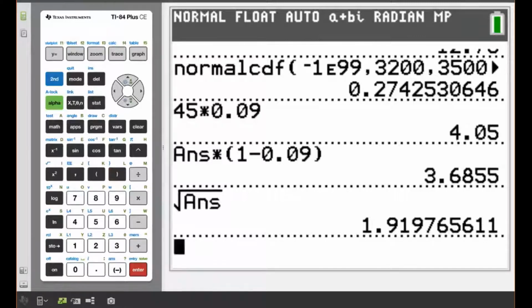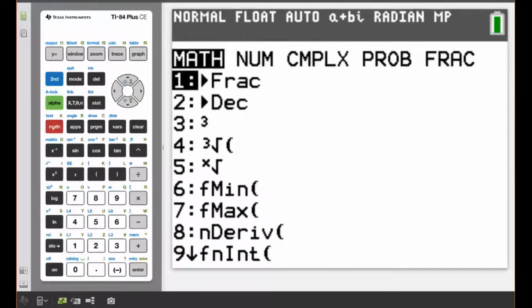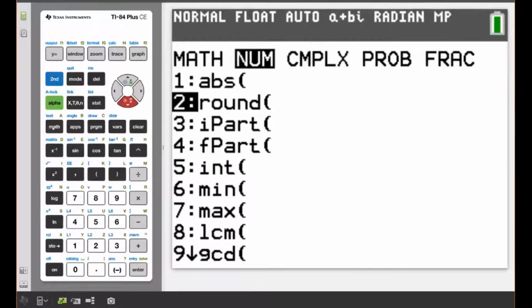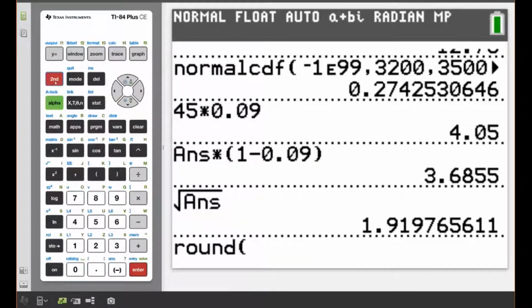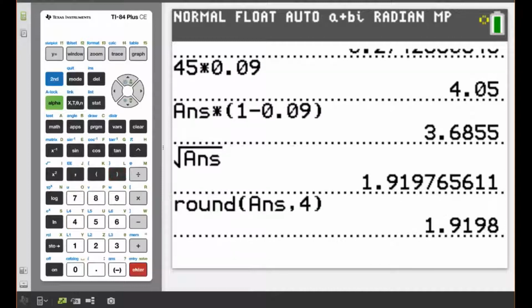A quick, easy way you can round to 4 decimal places: head to the math menu, scroll across to number. If we go to round, again, we're going to take that answer, so second, and then the negative sign gives you that answer, copy down, comma 4 for 4 decimal places, and then enter, and that would round that number. If we're feeling lazy and we don't want to round it ourselves, there it is, rounded to 4 decimal places.